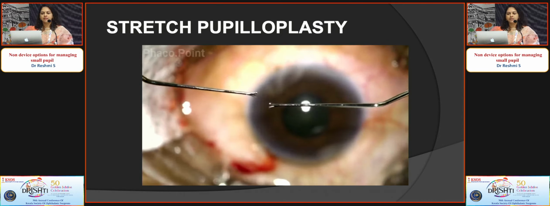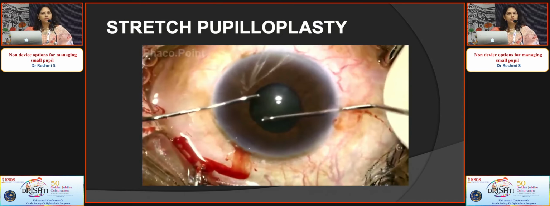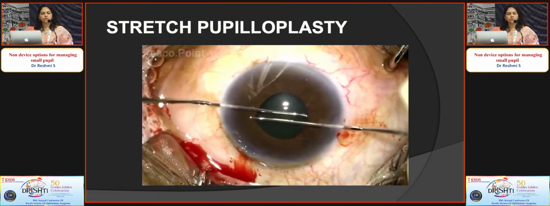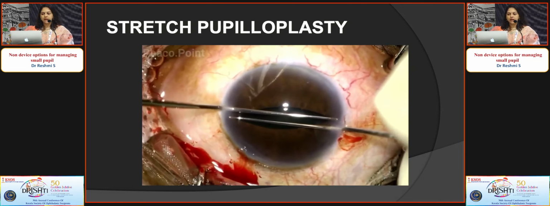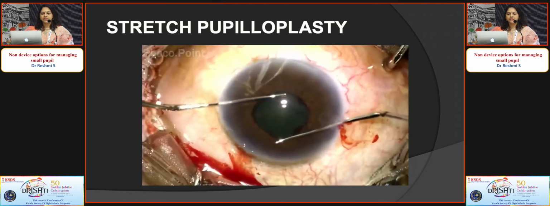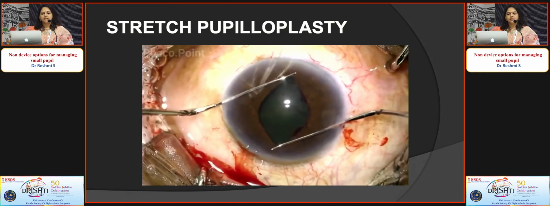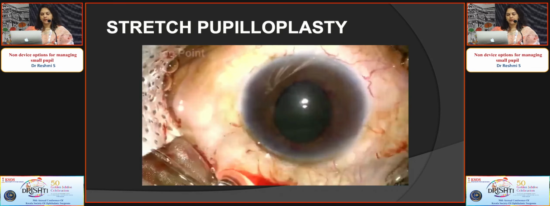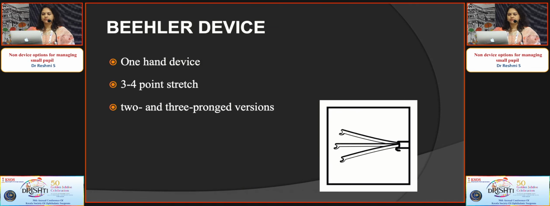Stretch pupilloplasty is another method. This is done using Kuglen hook or Y hook. The instruments are introduced through the side ports and the pupillary margin is hooked and stretched 180 degrees apart towards the limbus. The same procedure is repeated 90 degrees apart. This produces micro tears of the sphincter and allows for greater dilatation.